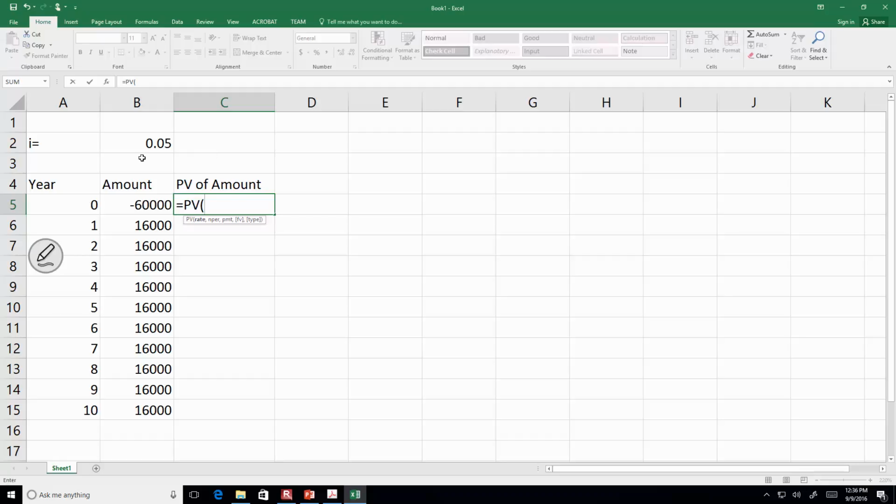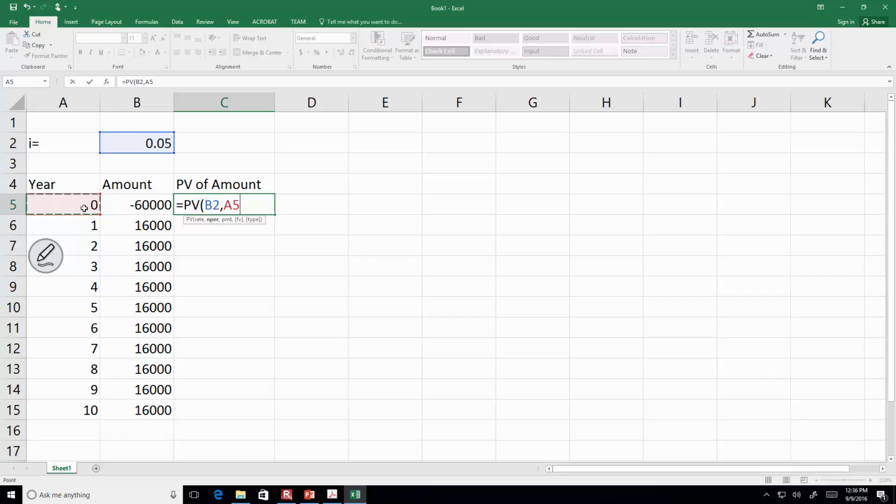So I'm just going to click in the cell location where the rate is. I could type in 0.05, but the problem with doing that is that it wouldn't automatically update in the same way as if I just click in a cell location. So I click here, and now it knows that that's the interest rate. And then when I put in the comma, it's going to say NPER, and that's its way of asking what year is it. And so it's year 0 when we're in this row. So I'll just click in that cell location.